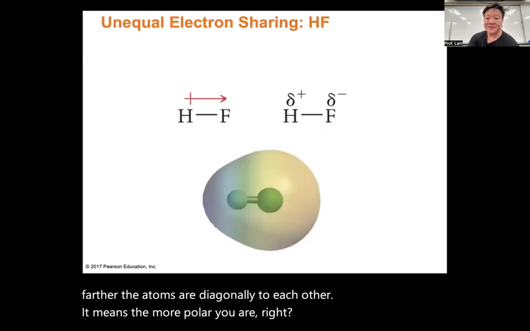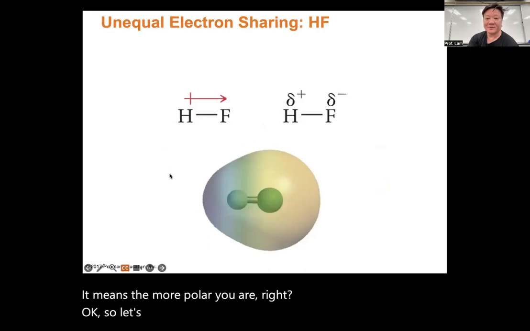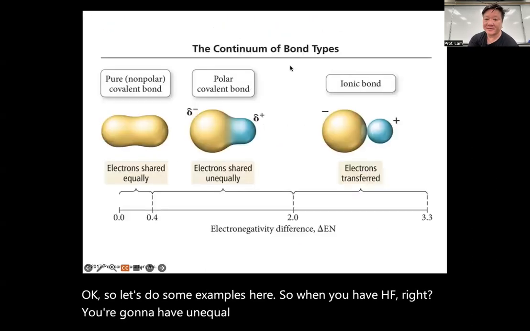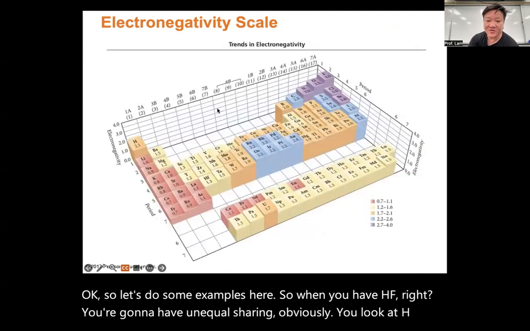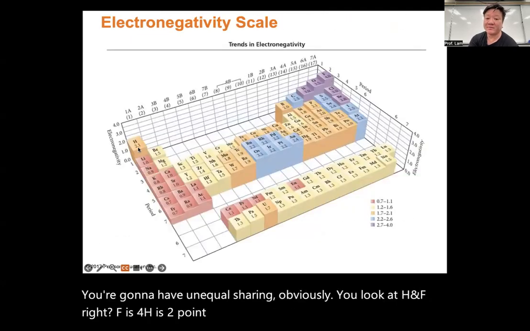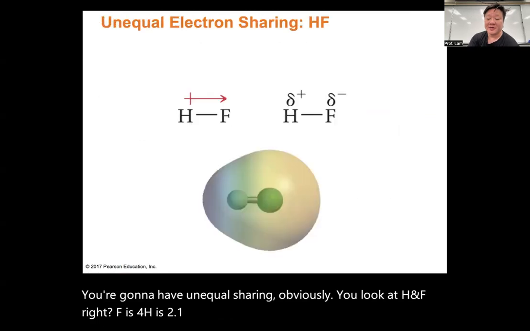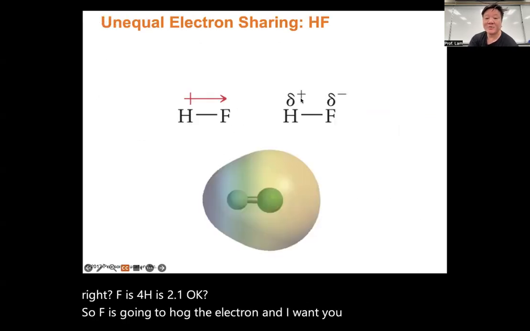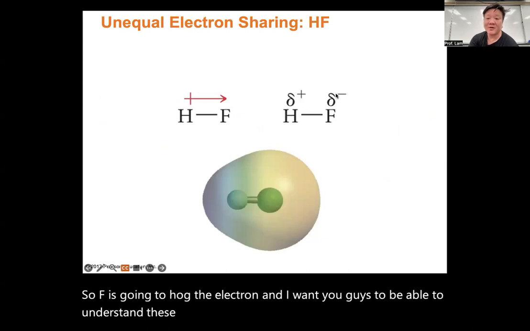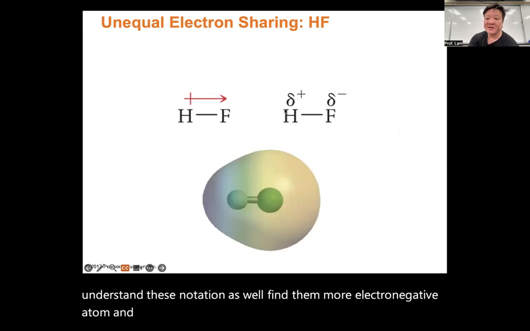Okay, so let's do some examples here. When you have HF, you're going to have unequal sharing. Obviously, you look at H and F. F is 4, H is 2.1. So F is going to hog the electrons, and I want you to be able to understand this notation as well. Find the more electronegative atom and put delta minus. The other one gets delta plus.